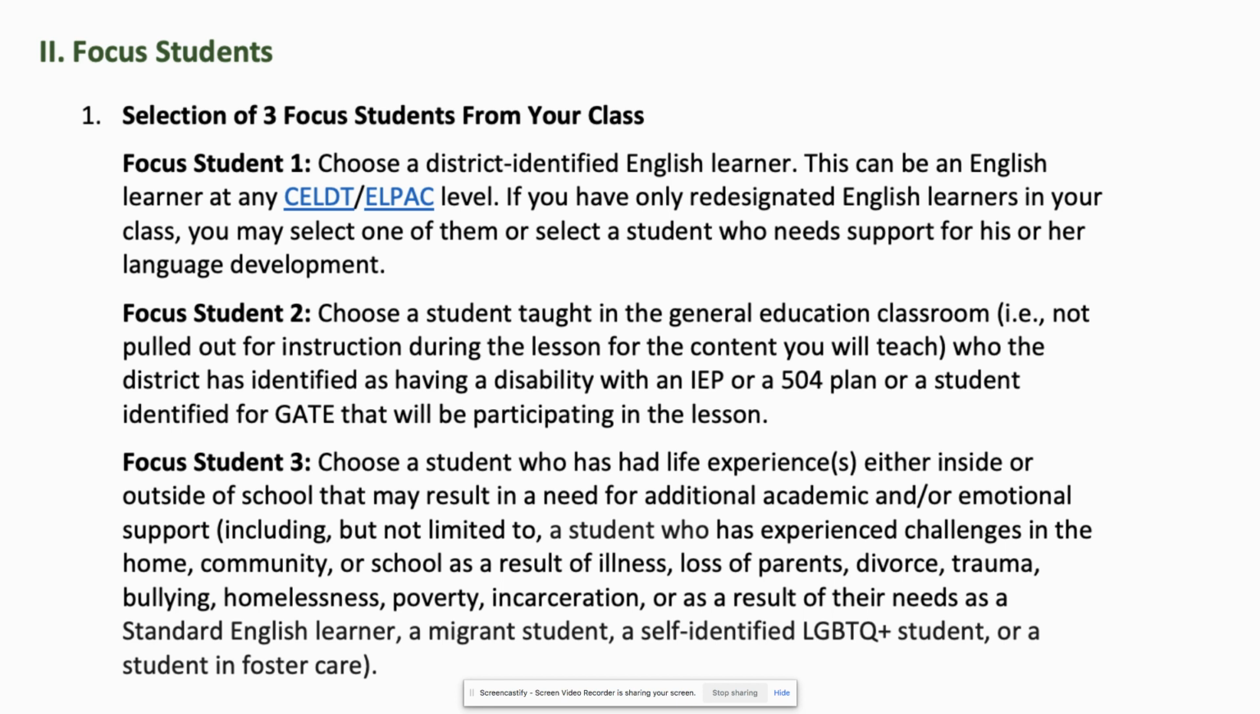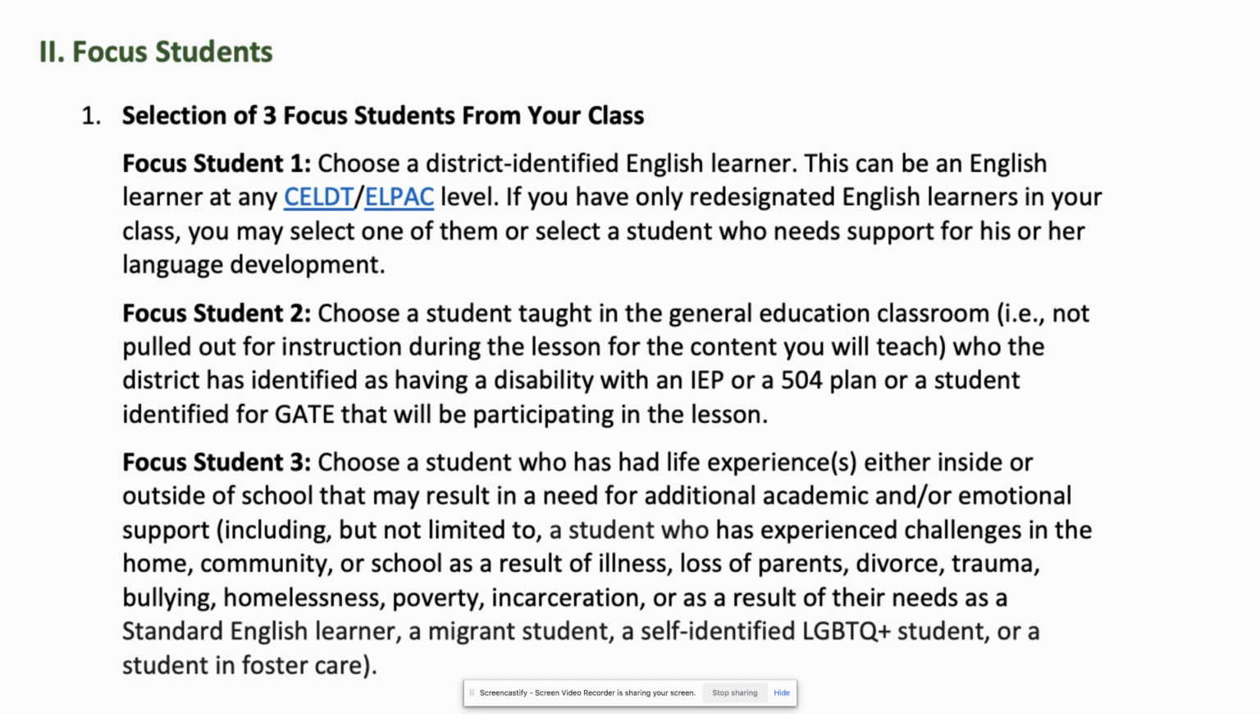Focus student number 3 is a student who may have either an additional academic or emotional need. So perhaps the student has experienced some type of trauma, whether it be divorce, loss of a parent, maybe they're homeless, they've experienced poverty, bullying, etc. So think of a student that you would select that would need some type of social emotional support.